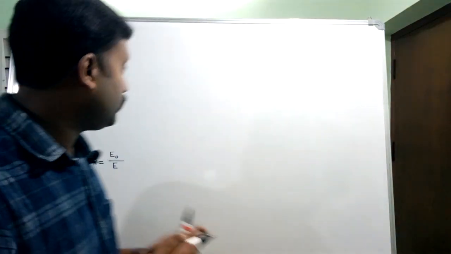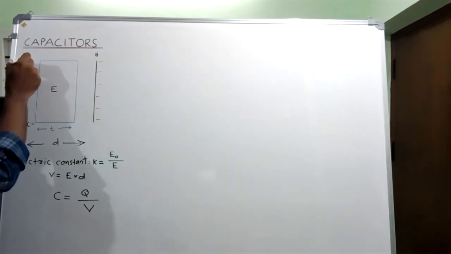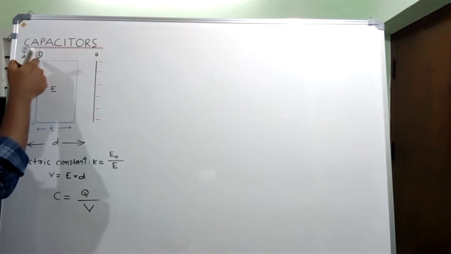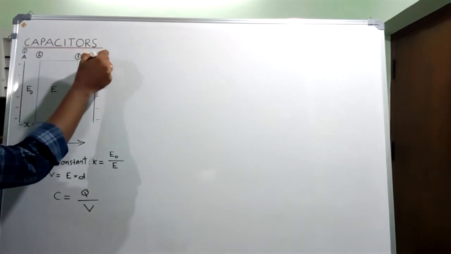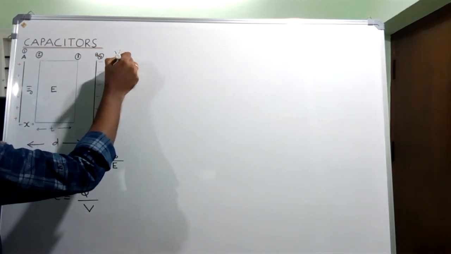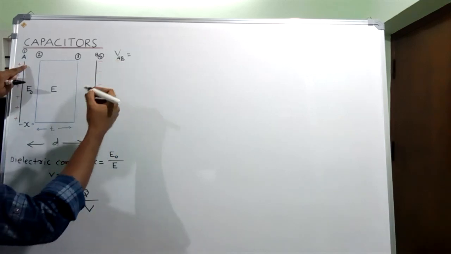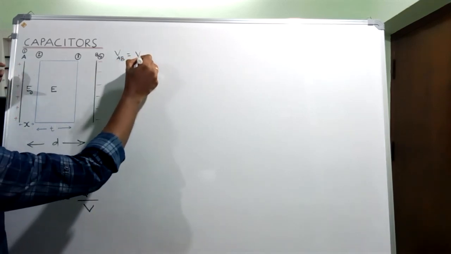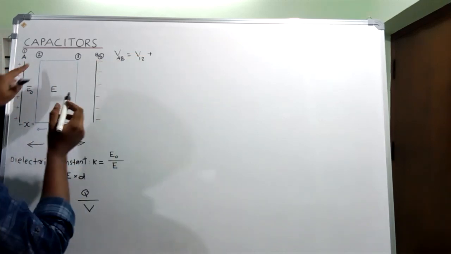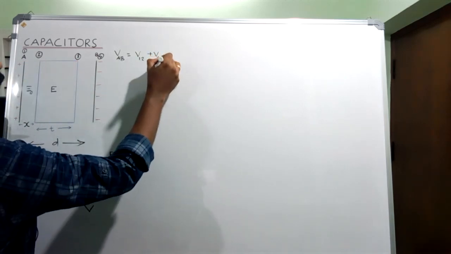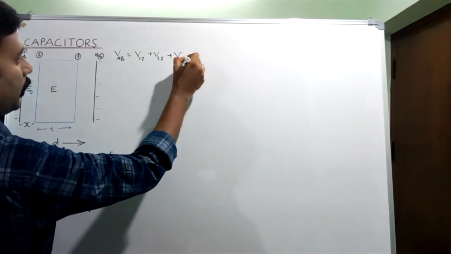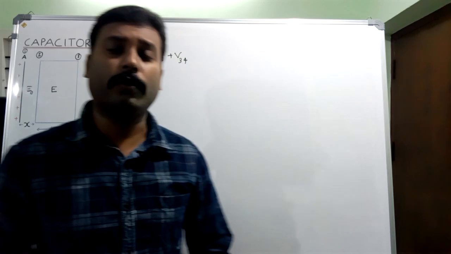There are so many regions between A and B. Let us number the surfaces: this is 1, this is 2, this is 3 and this plate is 4. So the potential between the plates A and B is equal to the potential between the surfaces 1 and 2, plus the potential between 2 and 3, plus the potential between the surfaces 3 and 4, that is V3,4. Now we have to find the value of all these potentials.